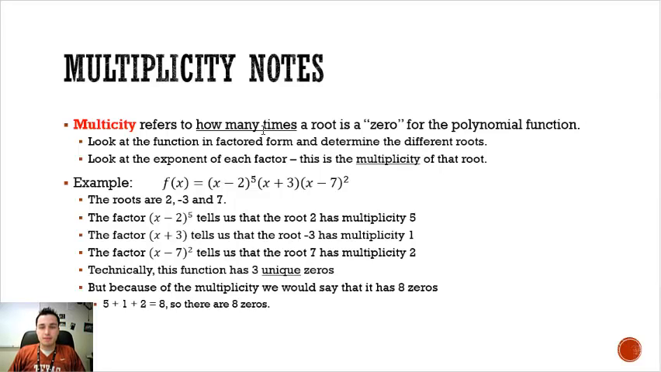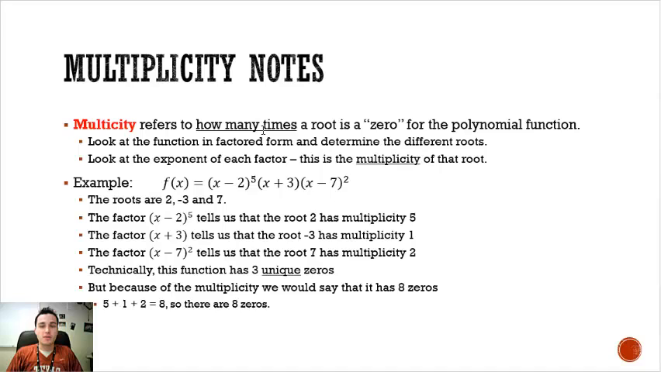Then multiplicity. Multiplicity seems a lot more complicated than it really is. Multiplicity just refers to how many times a root is a zero for a polynomial function. In order to really tell this, you need to look at it in factored form. And from that, in factored form, you can easily tell what the different roots are.